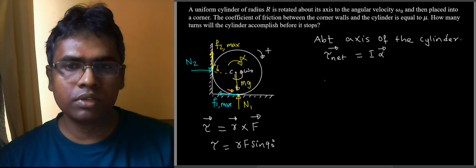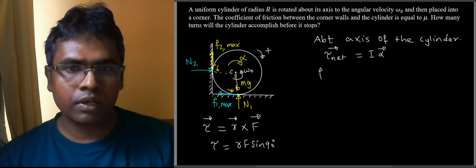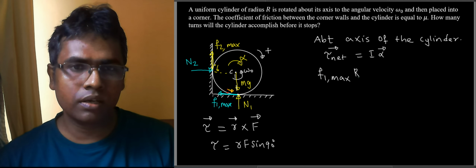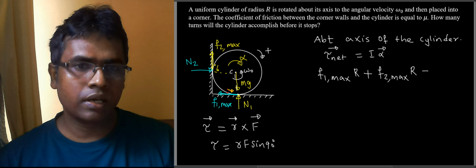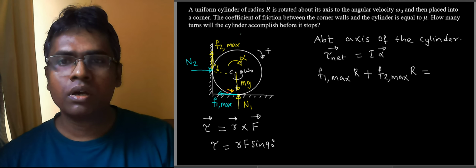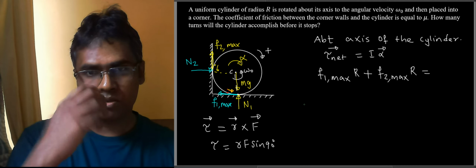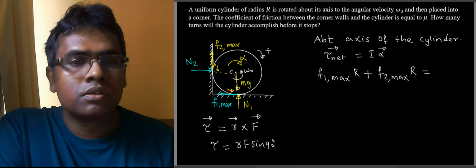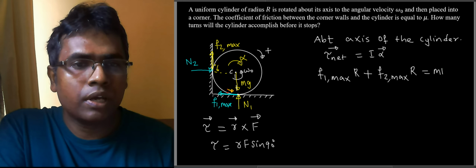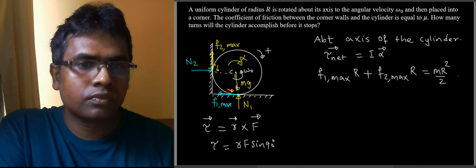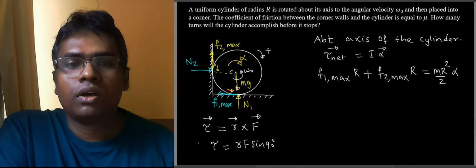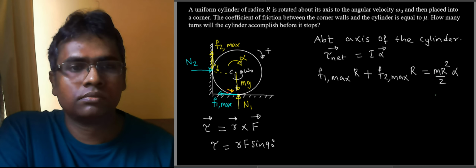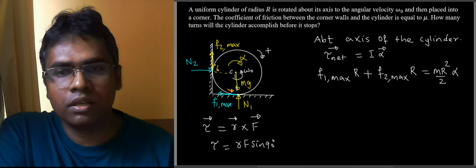So if I write down the torque, I will get F1 max into R plus F2 max into R, and this is I alpha. Now they're saying it is a uniform cylinder, so it is a solid cylinder. The moment of inertia will be mR squared by 2, and then alpha. Now to get alpha, we need to find the friction forces.